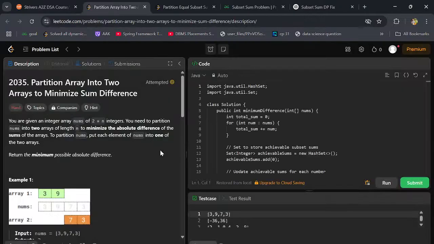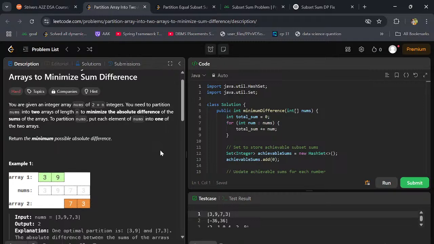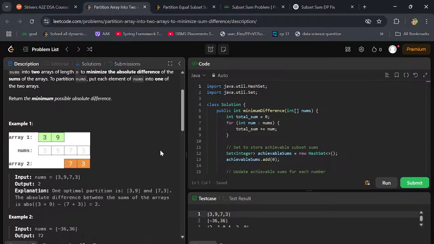It's the next question. Partition set into two sets. This is the hard question. Sorry, I thought these two. Sorry, I confused it with the question. Yeah. You need to partition into two arrays of n elements to minimize the absolute difference of the sum of the arrays. To partition nums, put each element of nums into one of the two arrays.